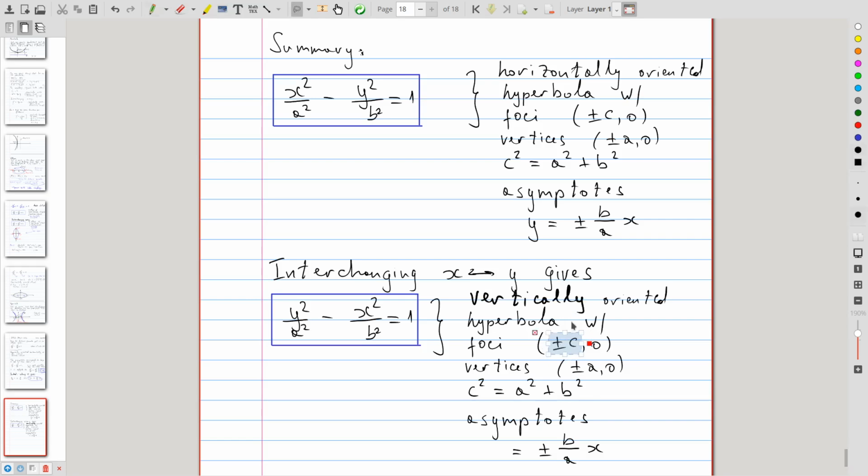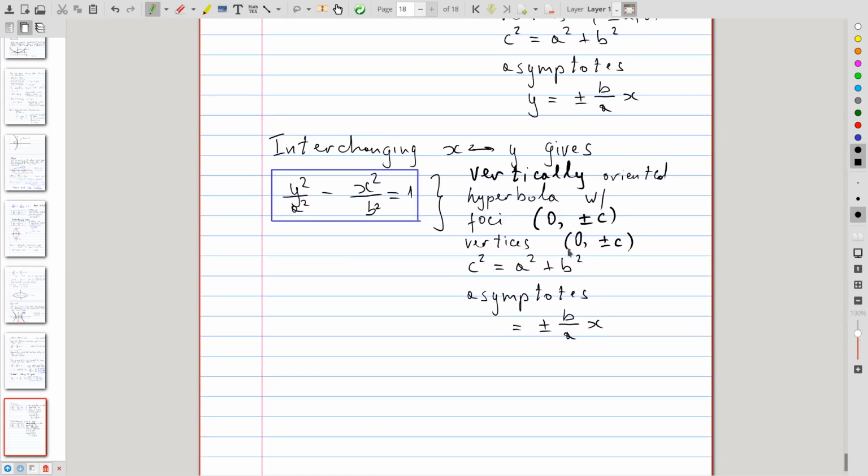With foci 0 plus minus c, vertices 0 plus minus a. The relation between a, b, and c remains unchanged, and the asymptotes are, if you just directly interchange this, x equals plus or minus b over a times y. If you solve for y, you get the following.